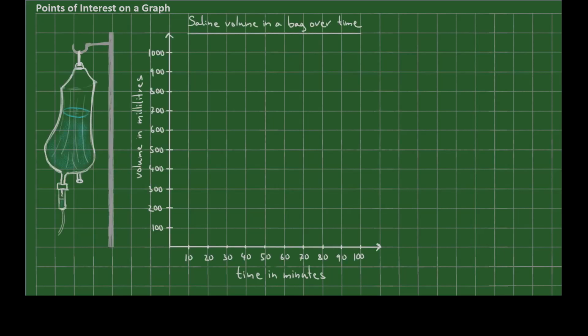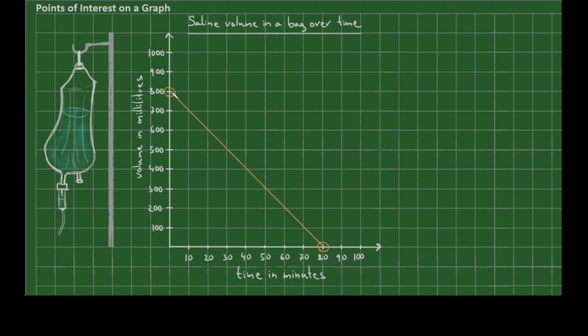Suppose that we have a patient that is hooked up to a bag of saline solution. The solution is being delivered at a constant rate. As time passes, the volume within the bag decreases. If we were to plot the volume of the saline solution in a bag versus time, it may look something like this. What do the y and x-intercepts represent in this case?